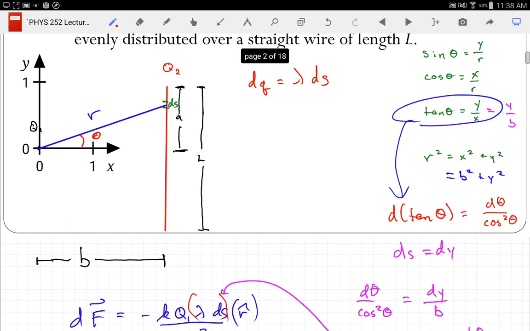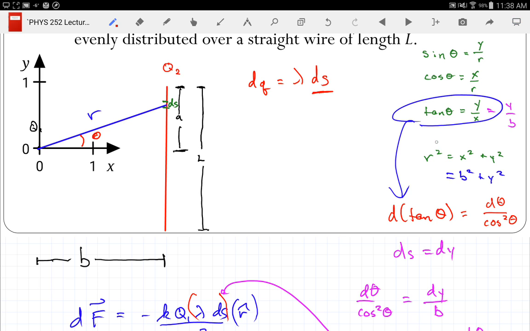Now I have ds. And so I need to get something that's going to have a dy, since dy is equal to ds. So I take the derivative of both sides. So the derivative of tangent theta is 1 over cosine squared theta. How do I know that? I only know it because I needed to know it for this problem. It's not one of the standard things I memorized when I took Calc 1.